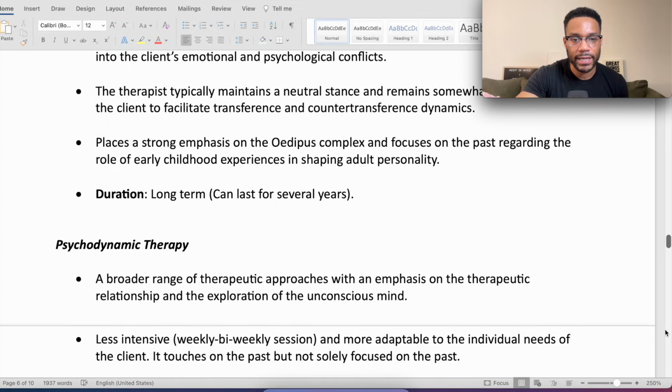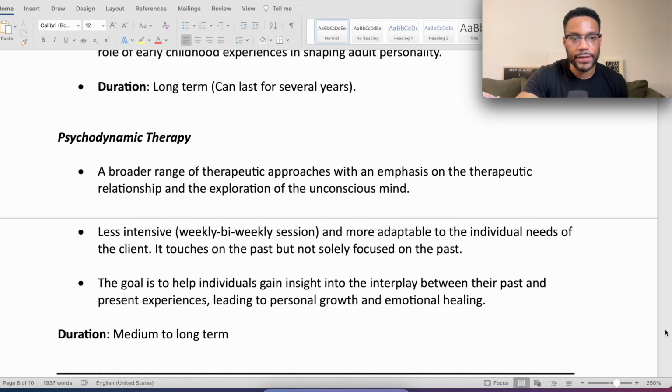Now, looking at psychodynamic therapy, this is a broader range of therapeutic approaches with an emphasis on the therapeutic relationship and the exploration of the unconscious mind. Less intensive, so they do weekly and biweekly sessions, and more adaptable to the individual needs of the client. It touches on the past, but not solely focused on the past. The goal is to help individuals gain insight into the interplay between their past and present experiences, leading to personal growth and emotional healing, and the duration, medium to long term.